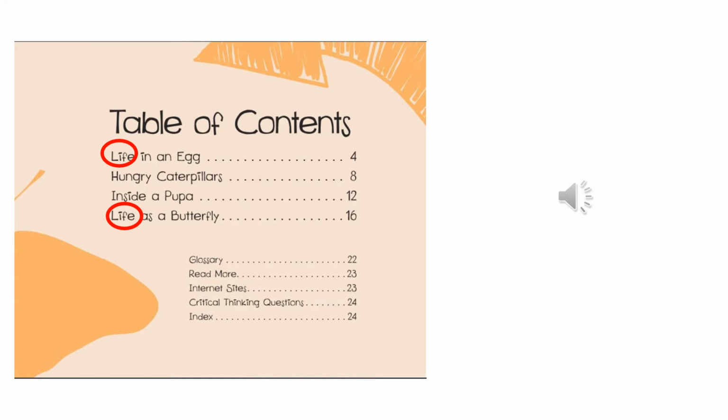If I look at the table of contents, I can think to myself, what repeats in the words? Well, I see the word life twice. So maybe the main topic of this book is about the life of something. I'll read further to see if my main topic is correct.